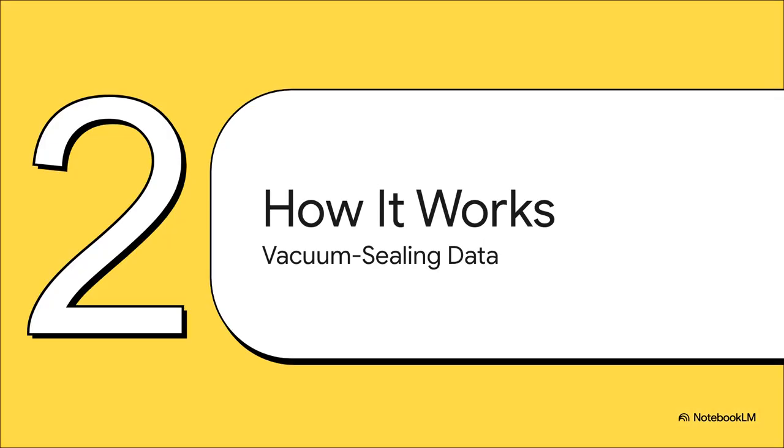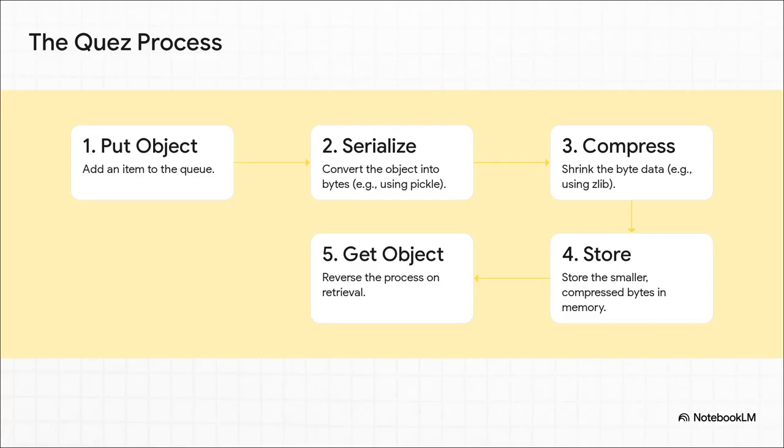Okay, but how does it actually do that? Let's pop the hood for a second. The best way to think about it is like you're vacuum sealing your data before you put it away. So when you call put on some object, Quez does a few things automatically. First, it serializes it into bytes, usually with pickle. Then it takes those bytes and squeezes them down with a compression algorithm like zlib. Then it stores that much smaller result. And when you call get, it just does all of that in reverse. It's simple, it's automatic, and man, is it effective.